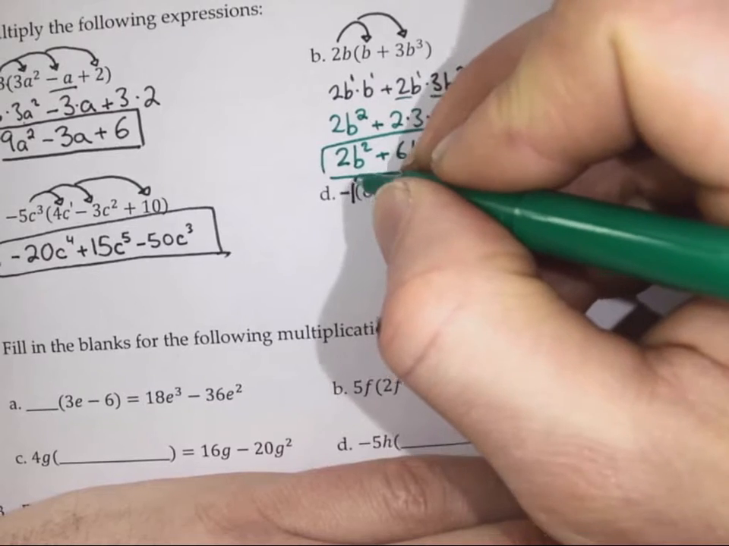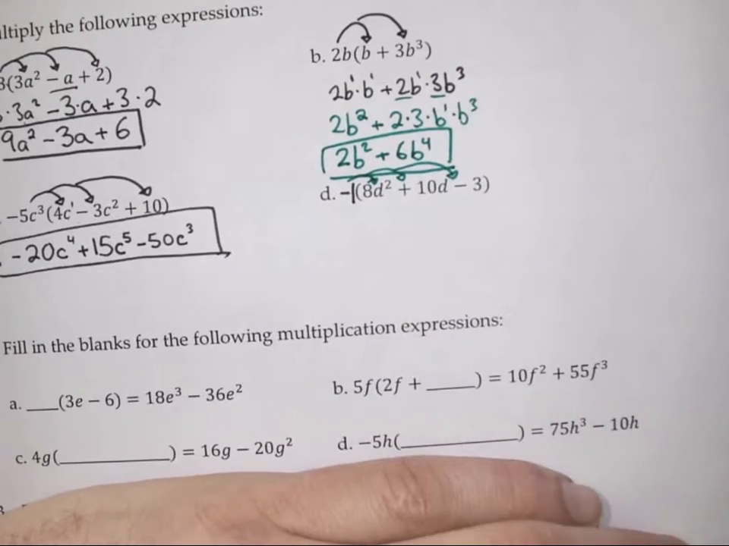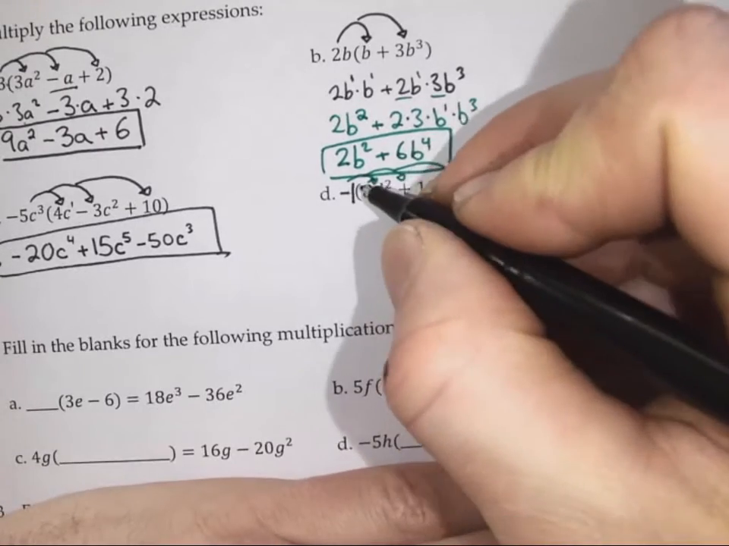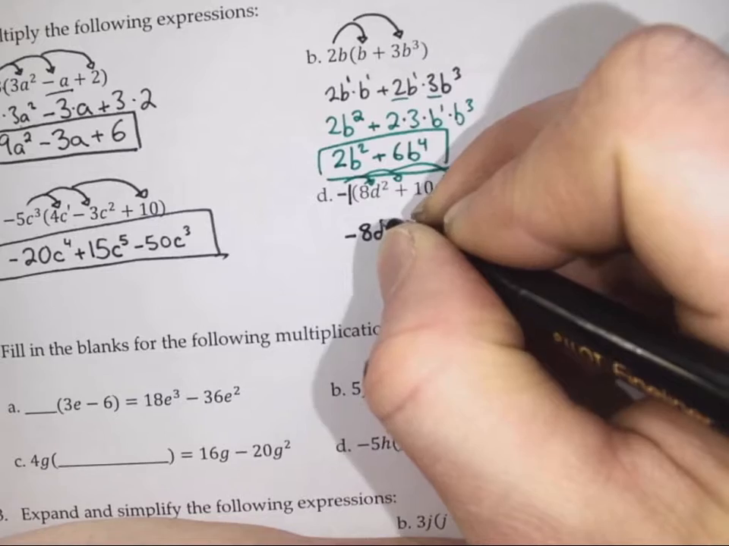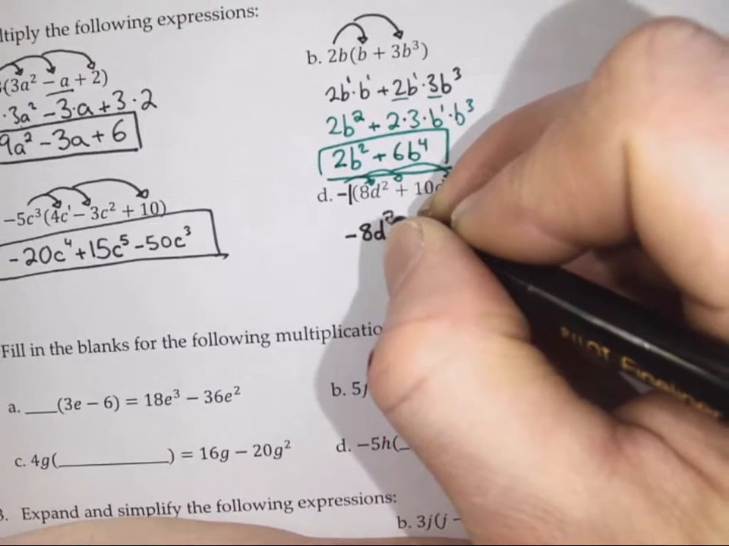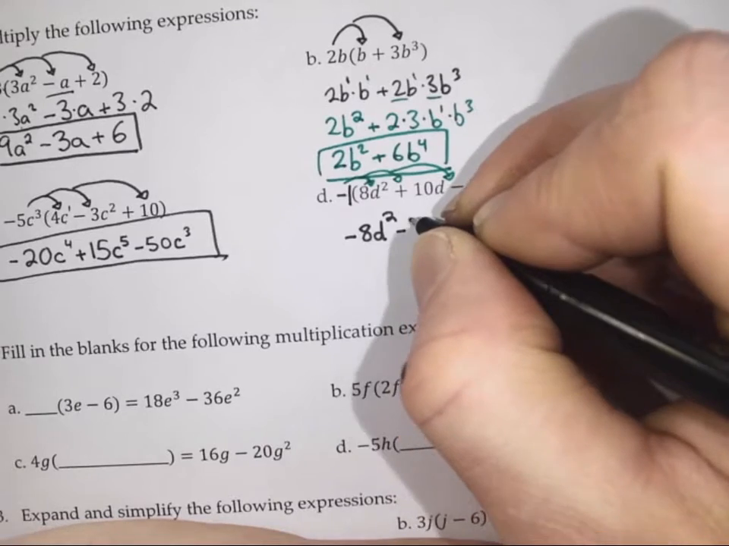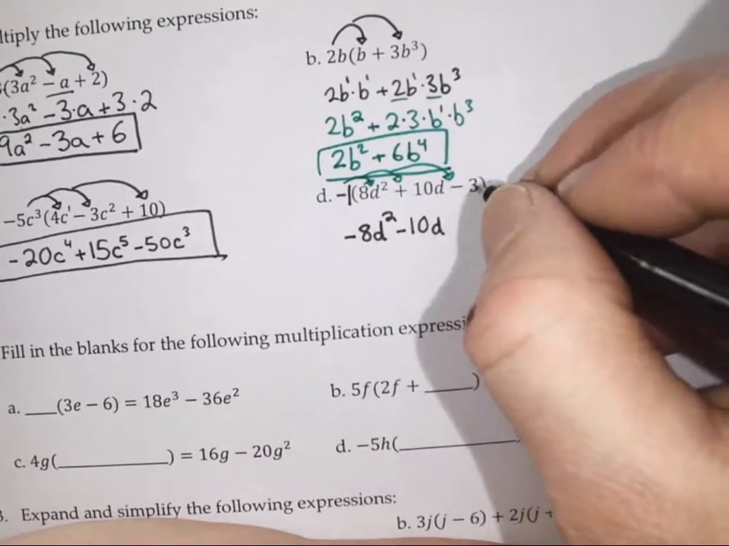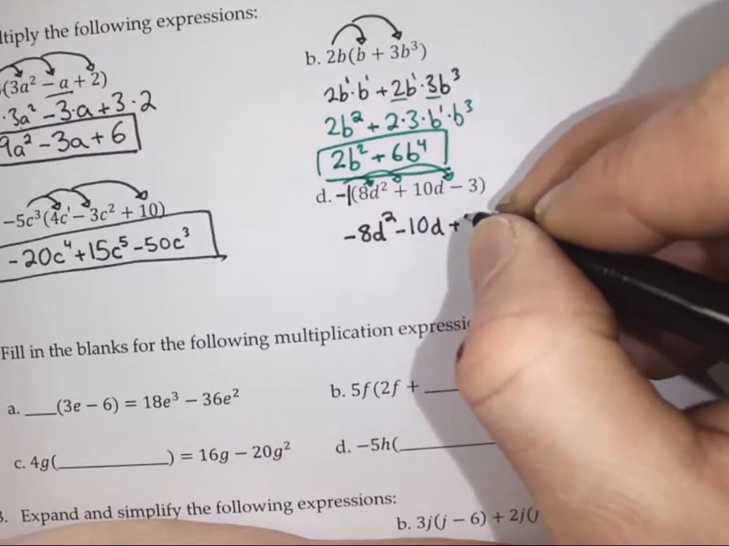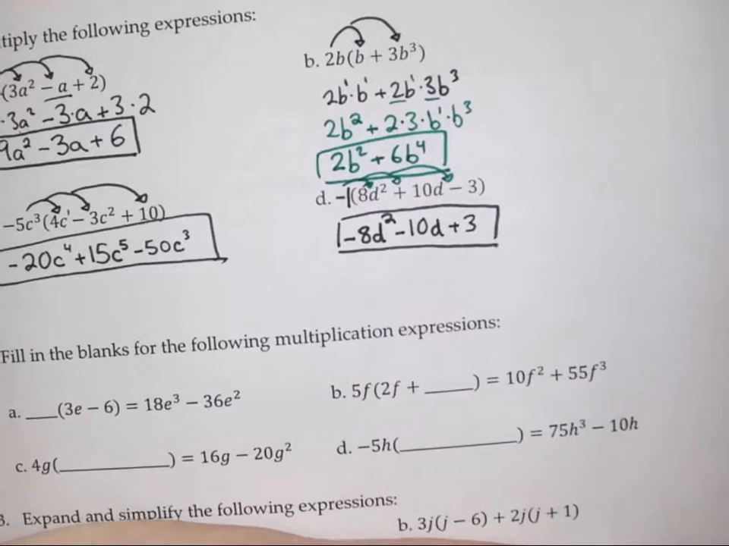So I'll distribute this negative 1 by multiplying each of these guys by negative 1. Now, it happens to be that when you multiply numbers by negative 1, all you do is you change their sign. So if 8d squared was positive, now we've got negative 8d squared. Positive 10d is going to become negative 10d. And negative 3, well, negative times a negative is a positive. We change the sign to a positive. And other than that, nothing changes.